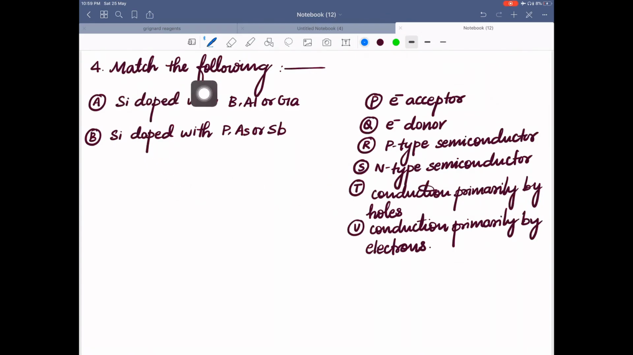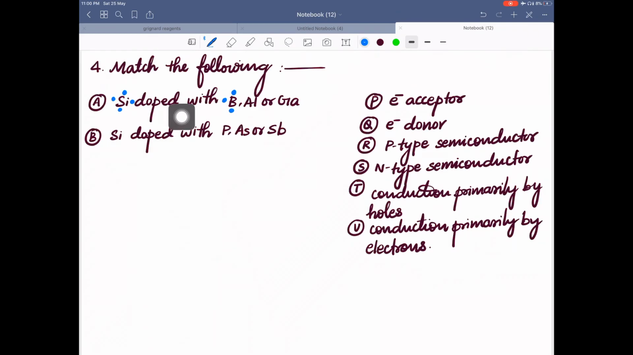Next, we have to match the following. So it's a match the following type question, and we see A is silicon doped with boron, aluminum, or gallium. So these all elements are from the same group, boron family. All are having 3 valence electrons. When doped in silicon, silicon having the 4 valence electrons, then there will be deficiency of electron. Okay, so a hole will be created.